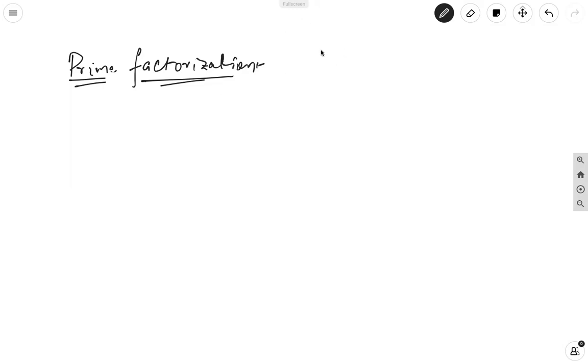Prime factorization, okay. It means we have to convert all the factors into prime numbers for a given number. Yes, we can say that. So basically prime numbers. For example, for 12, there will be 2 and 3. 2 is a prime factor. 2 squared times 3. Both are prime factors.